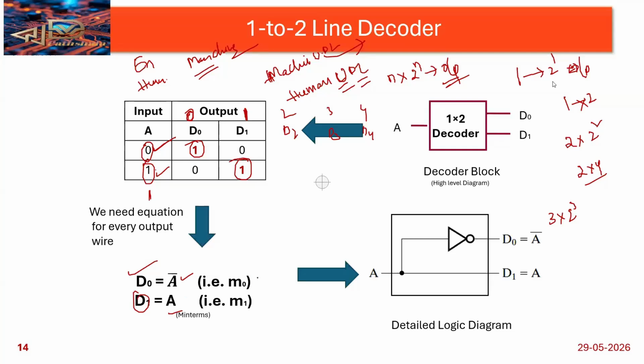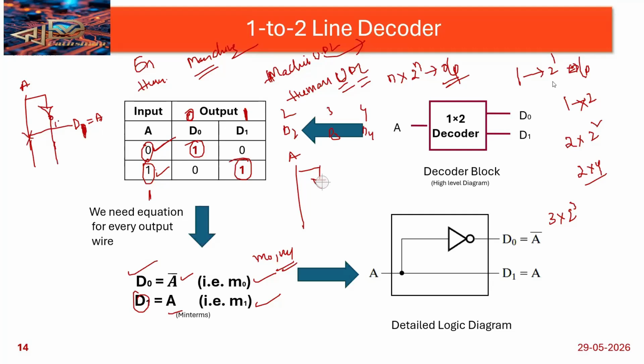Okay, then here I am getting the min terms like M naught, M1. Okay, these are the min terms I'm getting. So now you can take the A value as an input and connect one NOT gate here. Then this NOT gate output is connected to D naught. Sorry, A is connected to D1. Okay, this is the connection.